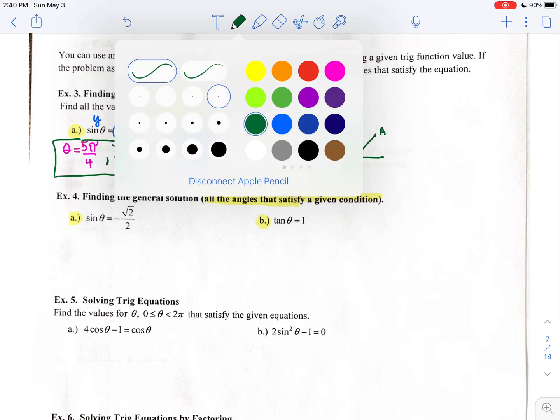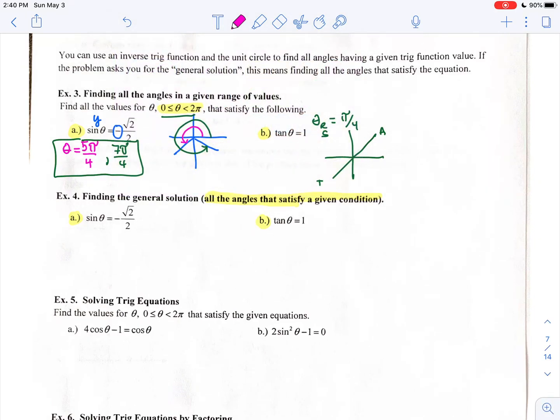So my first angle measure in pink is in the first quadrant. One of my answers for theta is pi over 4. My second angle, which I'll do in blue, is in my third quadrant. Pi over 4 is the reference angle, 1 pi over 4 away from 4 pi over 4, so the other angle measure is 5 pi over 4.